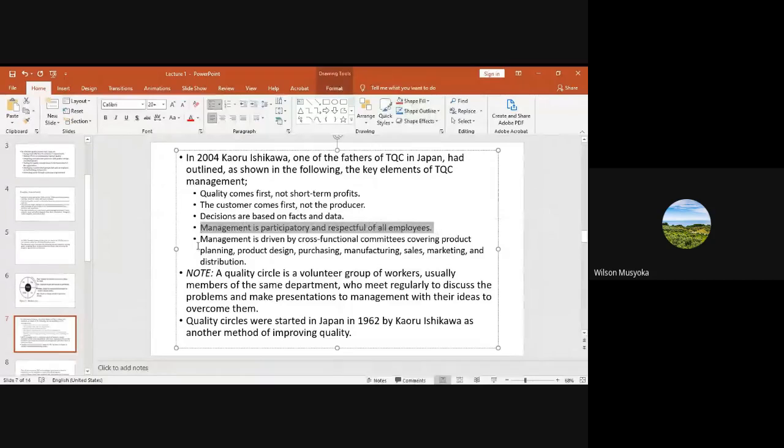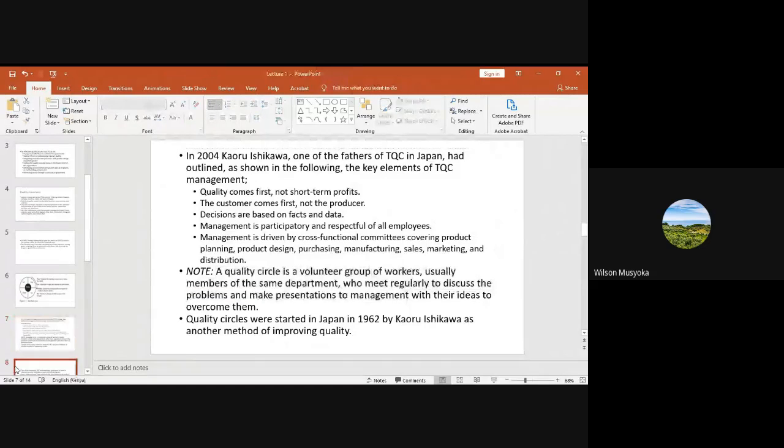And then management is driven by cross-functional committees covering product planning, designing, purchasing, manufacturing, sales and marketing, and distribution. So these management elements are the ones which came up with the quality circle. This quality circle would normally meet to discuss the problems that are encountered, and then come up with ways in order to overcome those problems.